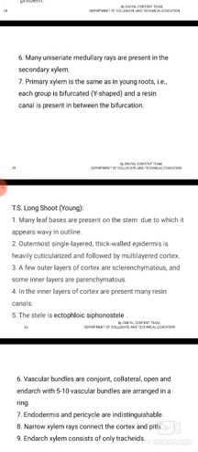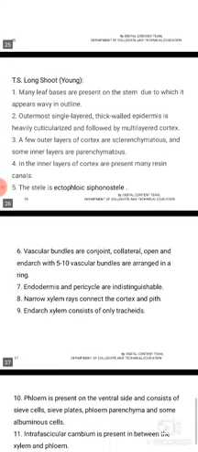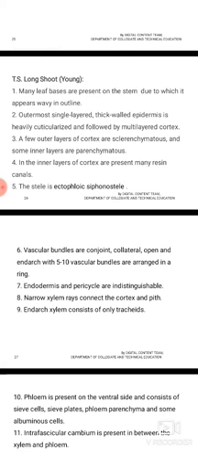A few outer layers of cortex are sclerenchymatous and some inner layers are parenchymatous. In the inner layers of cortex are present many resin canals. The stele is ectophloic siphonostelic. Vascular bundles are conjoint, collateral, open and endarch, with 5 to 10 vascular bundles arranged in a ring. Endodermis and pericycle are indistinguishable.